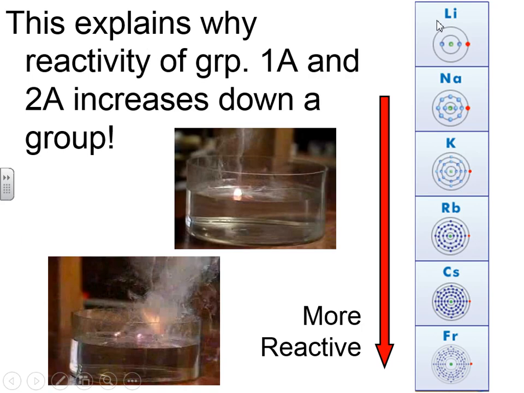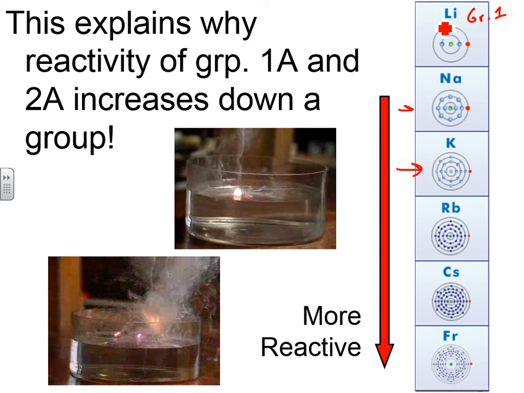And this actually explains the reactivity. We'll talk about the reactivity of, say, group 1. This is group 1, the alkali metals. And you'll see that the reactivity increases as you go down. So for example, potassium is much more reactive than sodium.